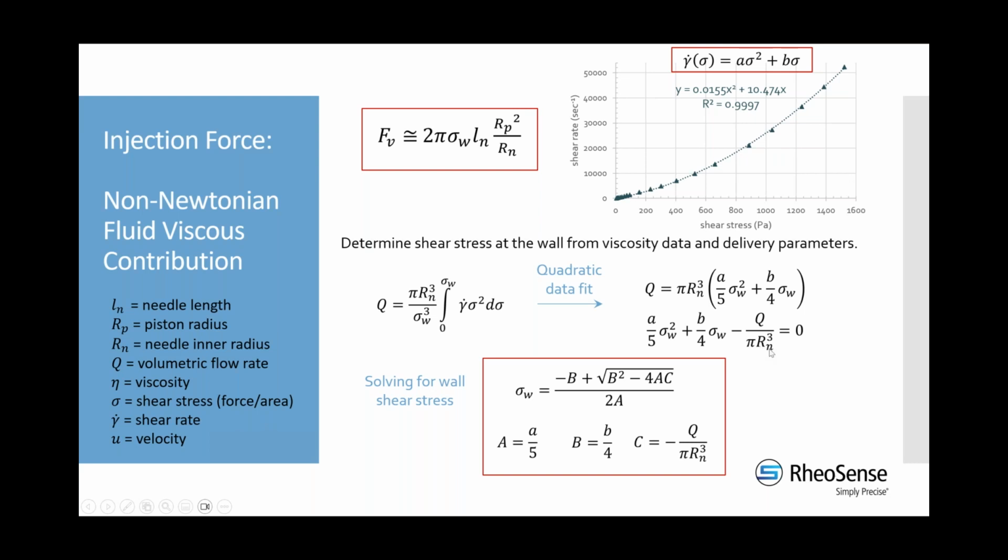And of course, this is very easy to solve, and you only have one root that is relevant. So we generate our data, we do the curve fitting to get our parameters there, and then we know what flow rate and radius of the needle we have, and we can then get this shear stress at the wall. And this allows us to get our viscous contribution to the injection force.